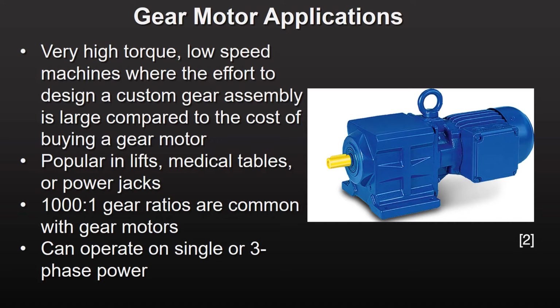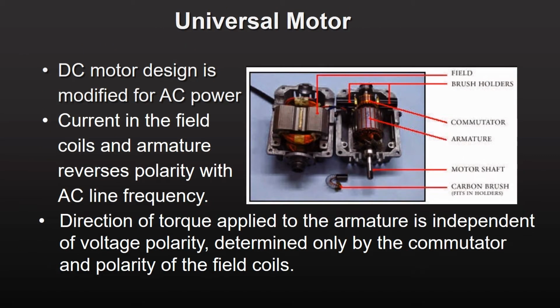1,000-to-1 gear ratios are common in gear motors. This means that the torque output of the gear assembly is 1,000 times as large as that of the motor. The speed of the output shaft is only 1/1000th of the speed of the motor shaft. Gear motors are popular in large mechanical lifts, medical equipment, and power jacks. They operate on either three-phase or single-phase AC power, depending on the design of the motor itself.